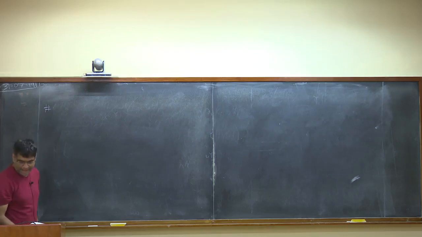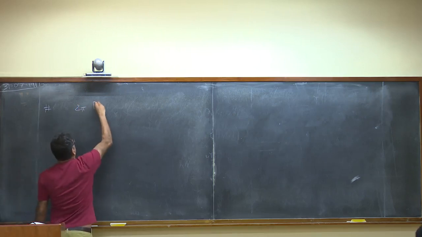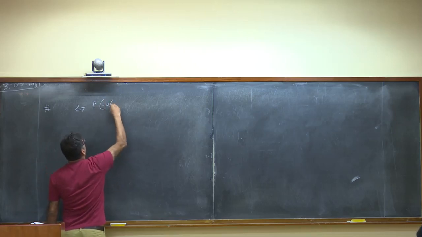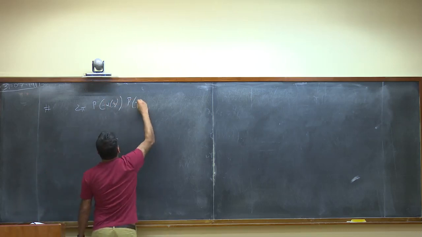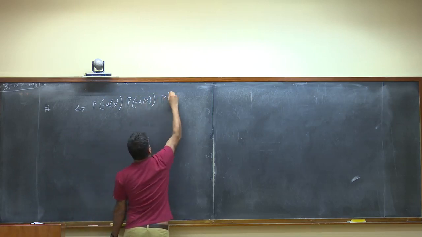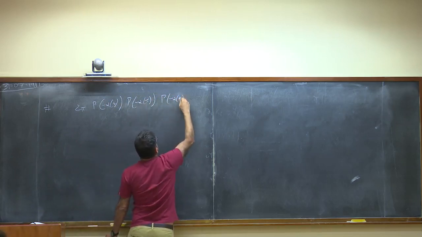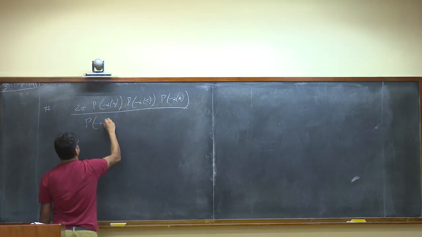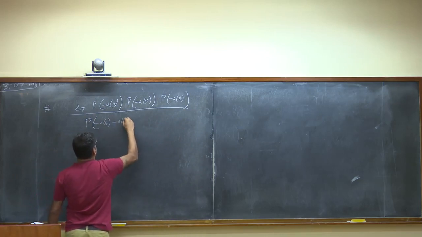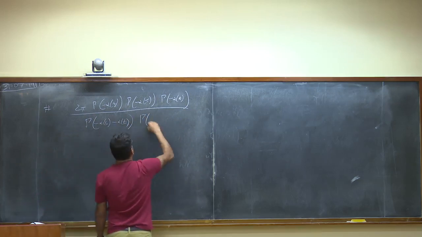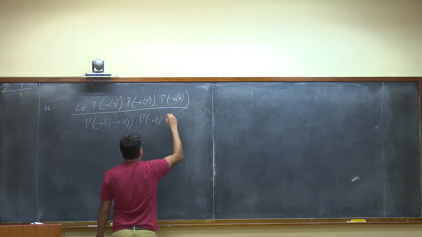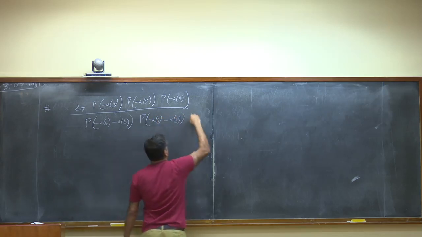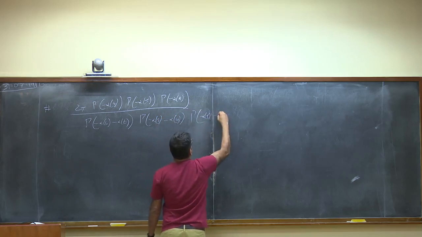And then we had this function which was 2 pi in the gamma of minus alpha of s, gamma of minus alpha of t, gamma of minus alpha of u, divided by gamma of minus alpha of s, minus alpha of t, gamma of minus alpha of s, minus alpha of u, and gamma of minus alpha of t, minus alpha of u.